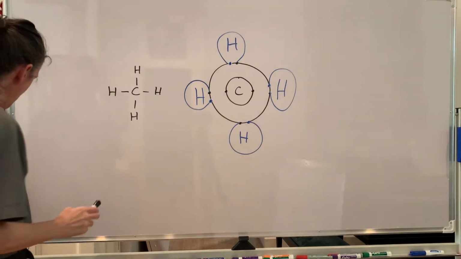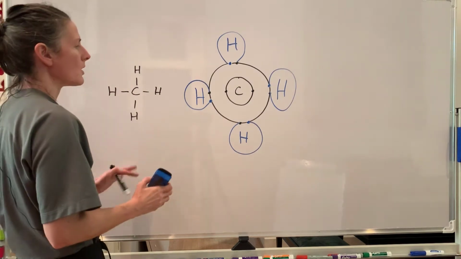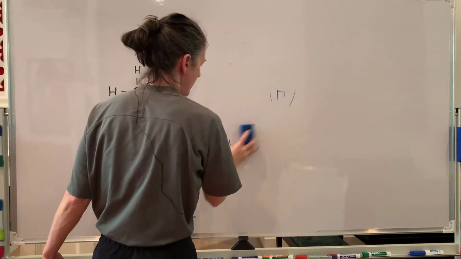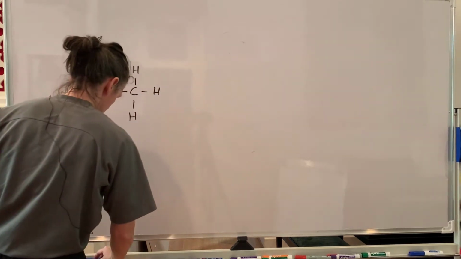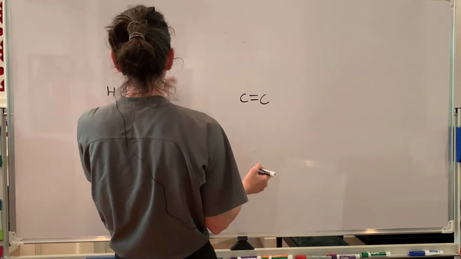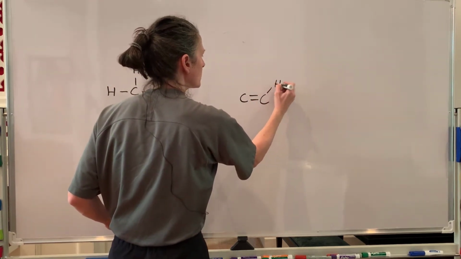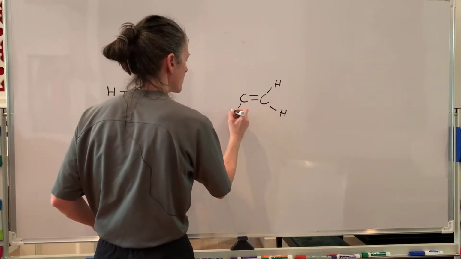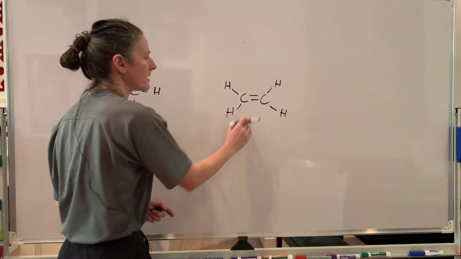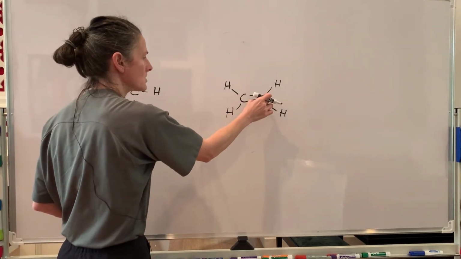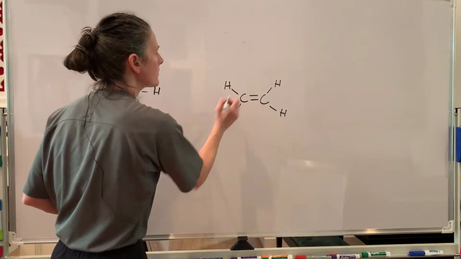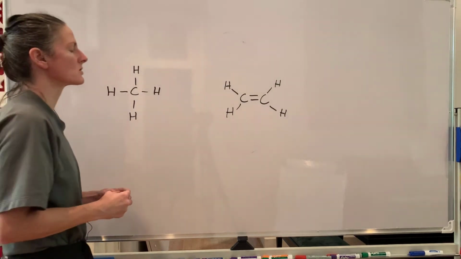Now, carbon must always make 4 covalent bonds, but they don't always have to be single covalent bonds. We could, for example, have a carbon that has a double covalent bond with another carbon. And then instead of putting 4 hydrogens, we would put 2 hydrogens on each carbon. And this is ethylene. So now we have a double bonded carbon on each side, and each carbon is also bonded to 2 hydrogens. So we've got 1, 2, 3, 4 covalent bonds for each carbon.